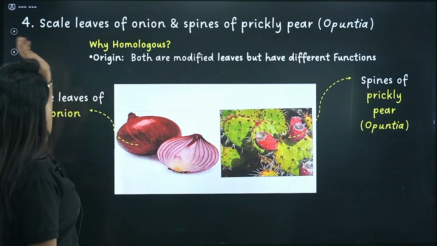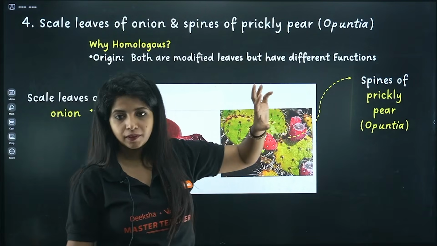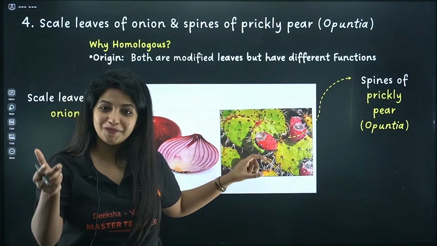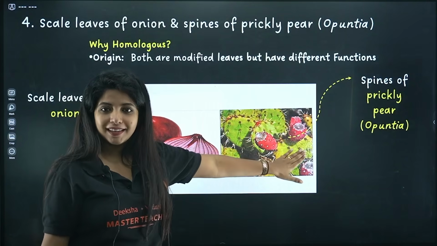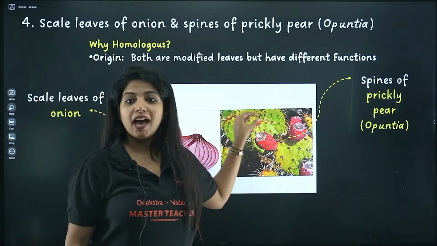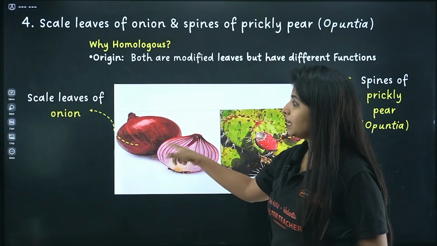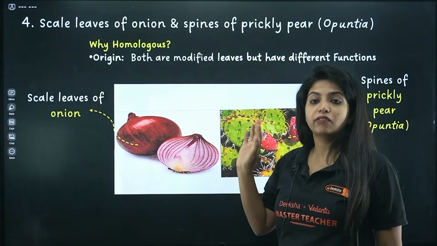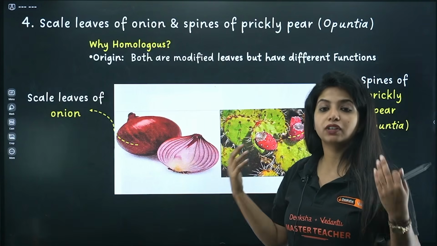Got it. Now the fourth one is scaly leaves of onion and spines of prickly pear. You know, the spines that you see on prickly pear are nothing but leaf only. It is a modified leaf, and this thing that you actually see, which looks like a leaf, is actually stem, and over here the spines are the leaves. Similarly, in the case of onion also, they are the scaly leaves of onion. So both of them are modified leaves but definitely have different functions. They both have the same origin, that is, they are leaves, but they have different functions.